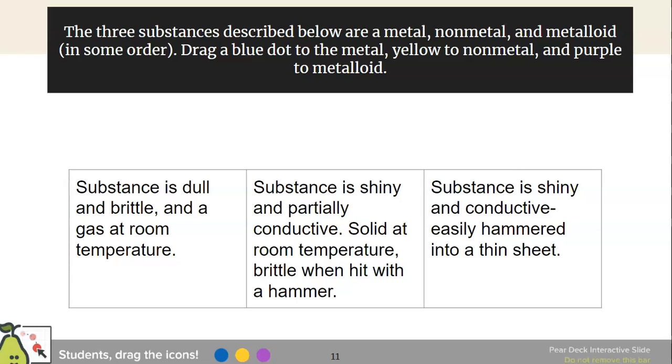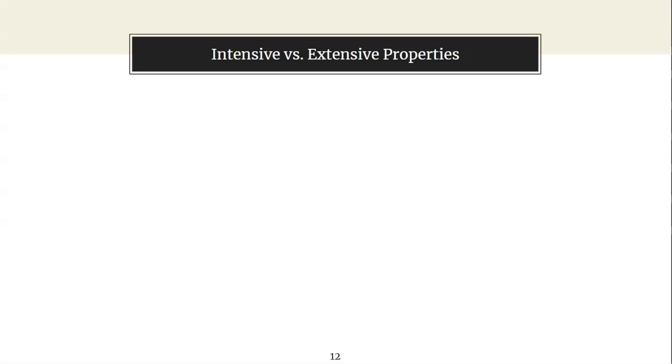And the last one, it's shiny and conductive, easily hammered into a thin sheet, which is malleability. Those are all metal properties, so the last one is a metal.